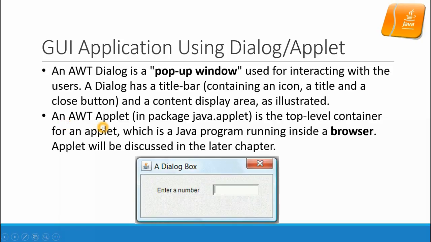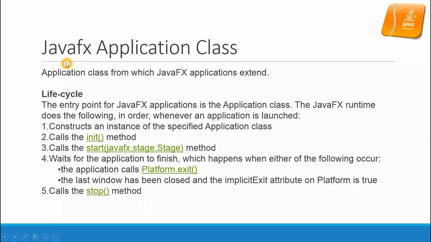An AWT applet is a top-level container for an applet, which is a Java program that runs inside the browser. We already showed that in the previous lecture. Applets will be discussed in later chapters.